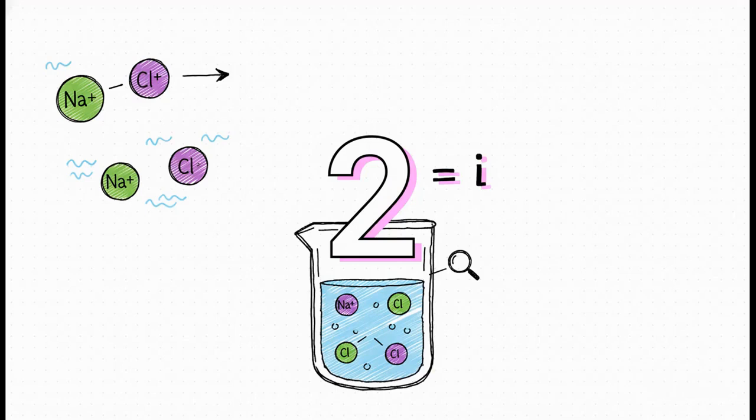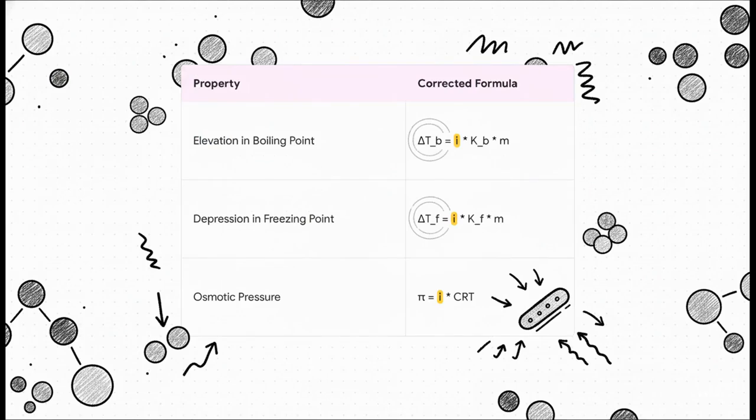So for something like salt, NaCl, the moment it hits the water, it dissociates. It breaks apart into 2 separate ions, a sodium ion and a chloride ion. So for every 1 unit of salt you thought you added, you actually get 2 particles in the solution. This little correction is called the Van 't Hoff factor, and we call it i. For salt, i equals 2. And here is the beautiful, elegant fix. We just take all those formulas for the colligative properties, and we multiply them by i. That's it. This one simple step accounts for the true number of particles floating around, and suddenly our calculations match reality perfectly. It's brilliant.